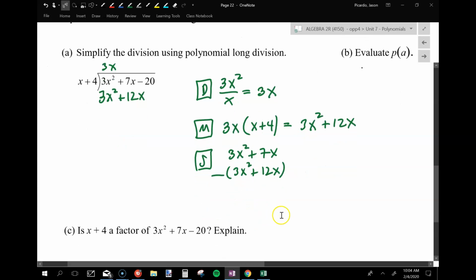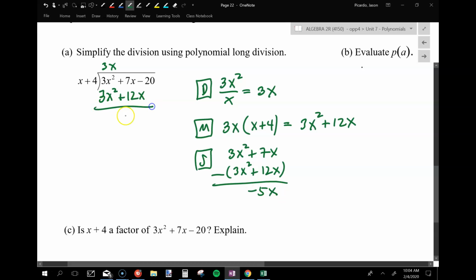And this is the step that I know a lot of you guys had trouble with, right? So that's why I'm going to say it again. Make sure that you're distributing your minus sign. I have 3x squared minus 3x squared, which is 0. I have 7x minus 12x, negative 5x. And my last step is to what? Bring it down and repeat. Drop it and repeat. So down comes the negative 20.